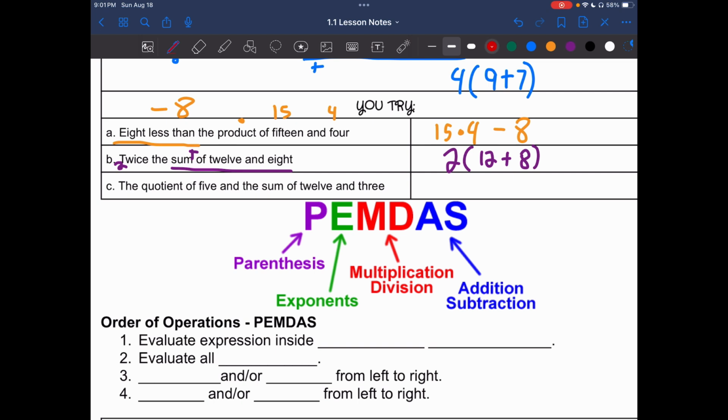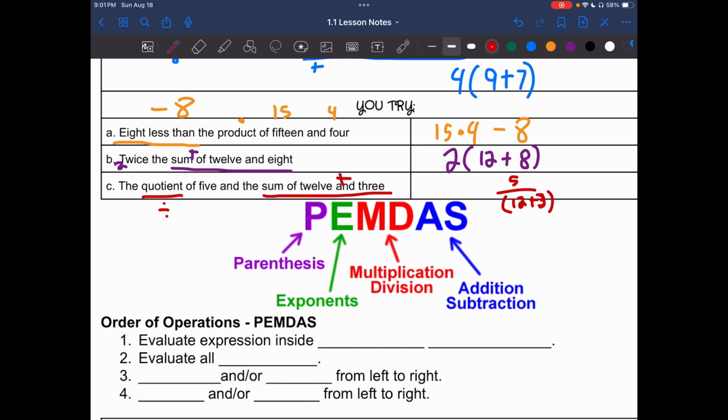And our next problem here, we have the quotient of 5 and the sum of 12 and 3. So we have quotient, so we know we're doing division, but we also have the sum of 12 and 3, so we know we're adding in between there. So we start off with our numerator. We've got 5 over the sum of 12 and 3, 12 plus 3. Okay?